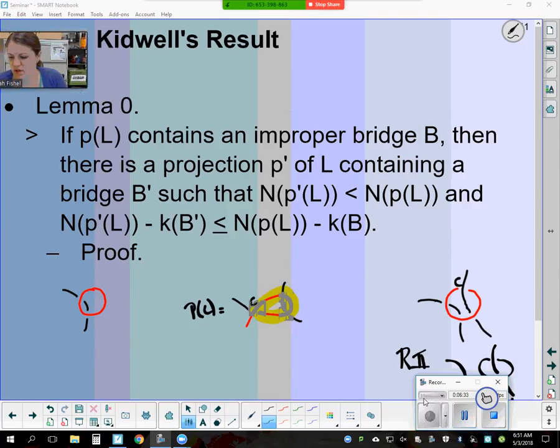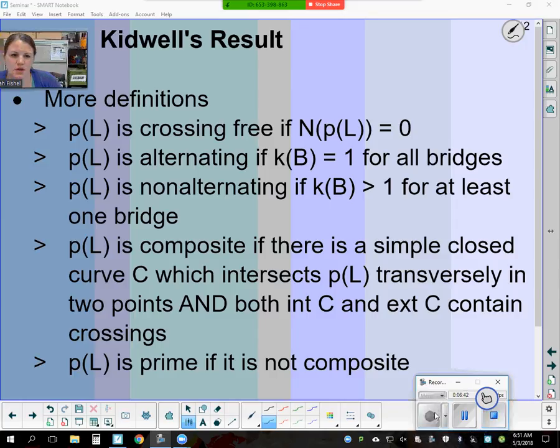And so thus we have proved our lemma. It works for all of our different improper bridge types. A few more definitions we'll need. A projection P is crossing free if the number of crossings in the projection is 0. That should make sense. If there are no crossings, it's crossing free.